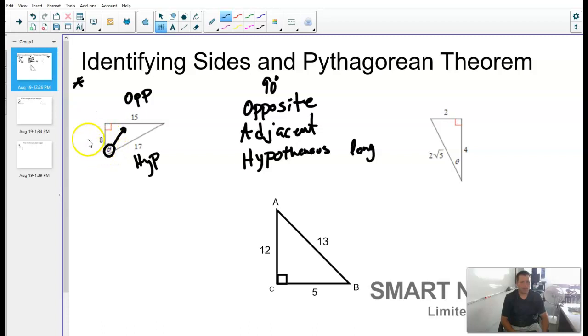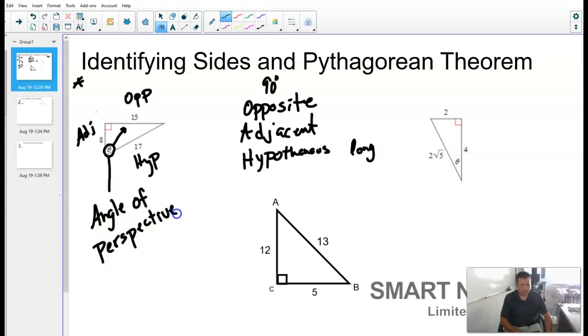And that one's right next to my angle. So adjacent's another word for right next to. And so I need you to be able to identify sides first off. Understand we need to know an angle. This angle is what we call an angle of perspective. Again, if I don't have that angle of perspective, then I can't name anything the opposite or the adjacent. And it does change. Like if this angle is over here on this side, then now all of a sudden 8 is opposite and 15 is adjacent. Hopefully you guys can see that.